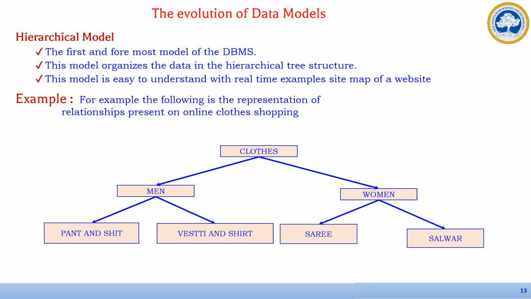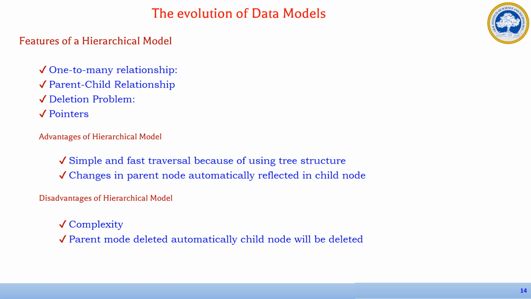For example, the following is the representation of relationships present in online clothes shopping. Cloth has men or women. Men have pant, shirt, and vesti. Women have sari and salwar. The features are one-to-many parent-child relationships and deletion of pointers. The advantages are simple and fast traversals, and changes in a parent node are automatically reflected. The only disadvantage is complexity. When a parent node is deleted, the child node is also deleted.